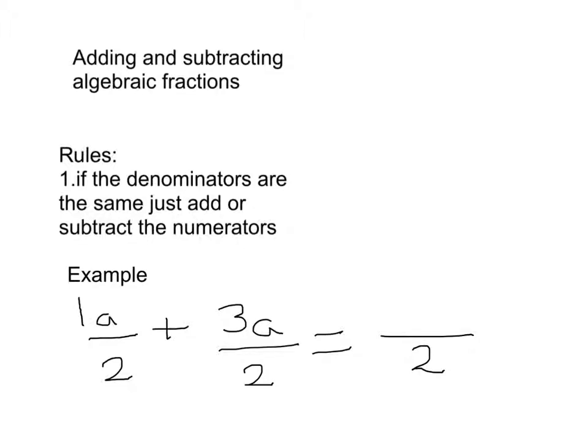So 1a plus 3a is equal to 4a on 2. Now, that is not in simplest form, so we need to simplify and say how many times does 2 go into 4? Obviously that's 2 times, and we keep the a.